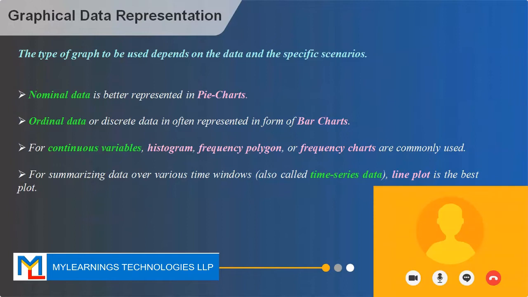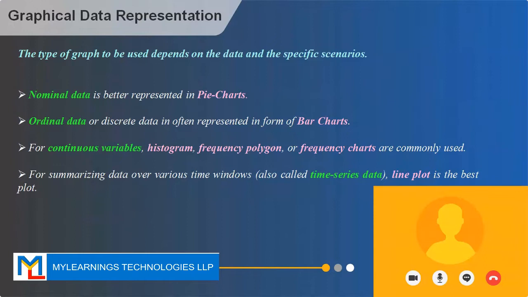For data which are continuous in nature, right? Continuous variables, histograms, frequency polygons, or frequency charts are commonly used. These are primarily used for representing data in the statistical analysis of the data, represented using histograms, frequency polygons, etc.